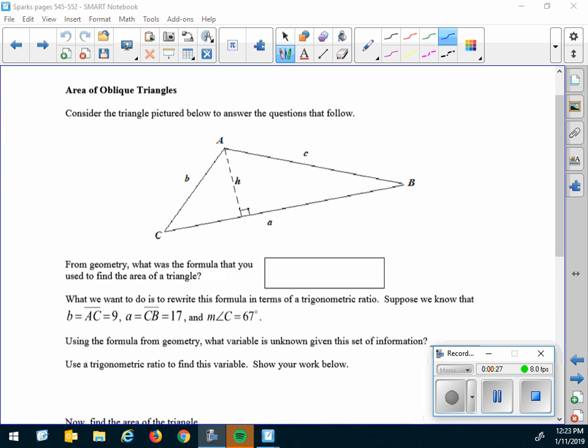Okay, now we are in your notes where we left off. Area of oblique triangles. Did we do anything on that page? Nope. Nothing. Okay. Now, an oblique triangle just means it's not a right triangle. That's all.